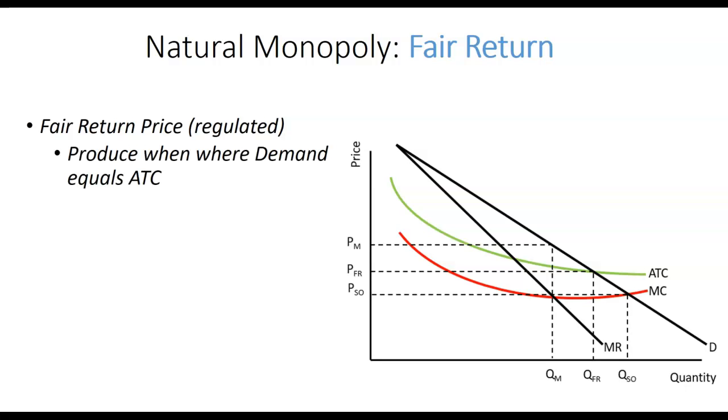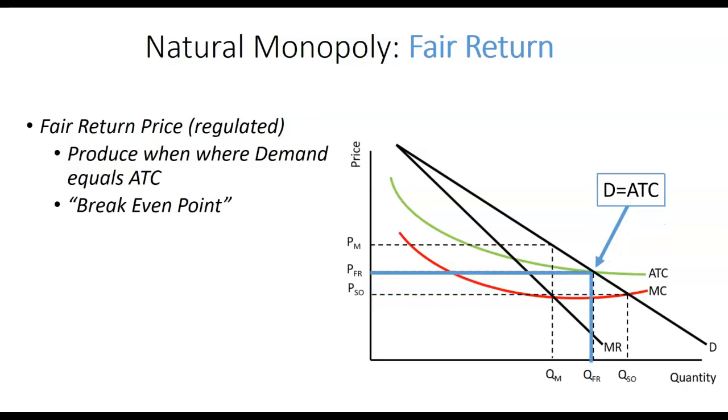This is producing when the demand is equal to the average total cost. It's the break-even point, when demand equals ATC. So here we go. PFR for fair return and QFR for the quantity of the fair return.